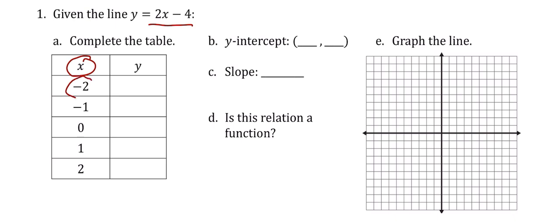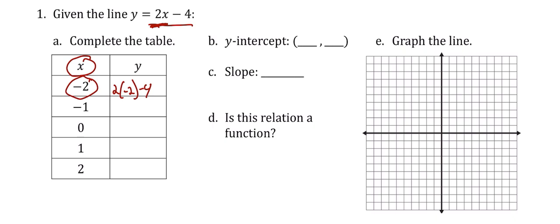Welcome to Engage Math Pre-Algebra Lesson 20, Problem 1, where we are going to be asked to graph the line y = 2x - 4. So let's start by completing the table. We know the x value in the first line of this table is -2, so we are going to put -2 in for x. So we get 2 times -2 minus 4.